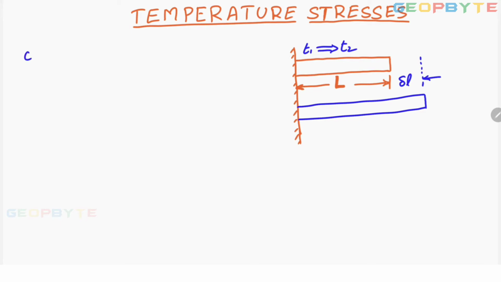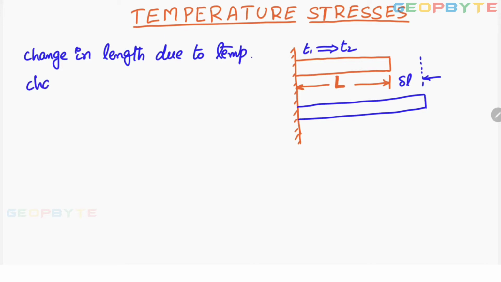So the change in length due to temperature change, delta L equal to L alpha T, where L equal to length of the body, that may be either capital L or small l, alpha equal to coefficient of linear expansion, T be the temperature change.